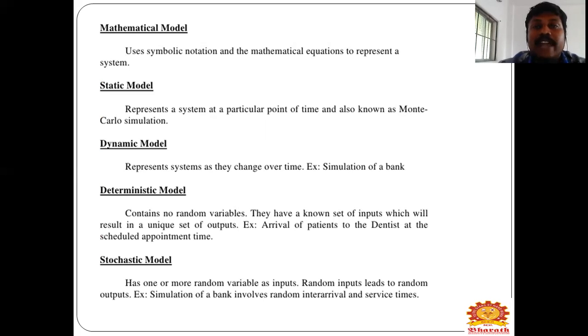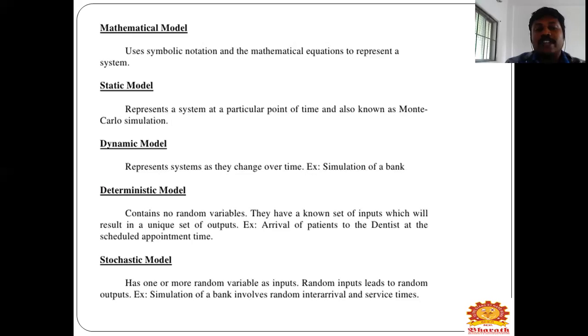And next one is a dynamic model. It represents systems as they change over time. For example, simulation of a bank, that is a dynamic model. Next one is your deterministic model. It contains no random variables. They have a known set of inputs which will result in a unique set of outputs. For example, arrival of patients to the dentist at the set of scheduled appointment times. That is a deterministic model.